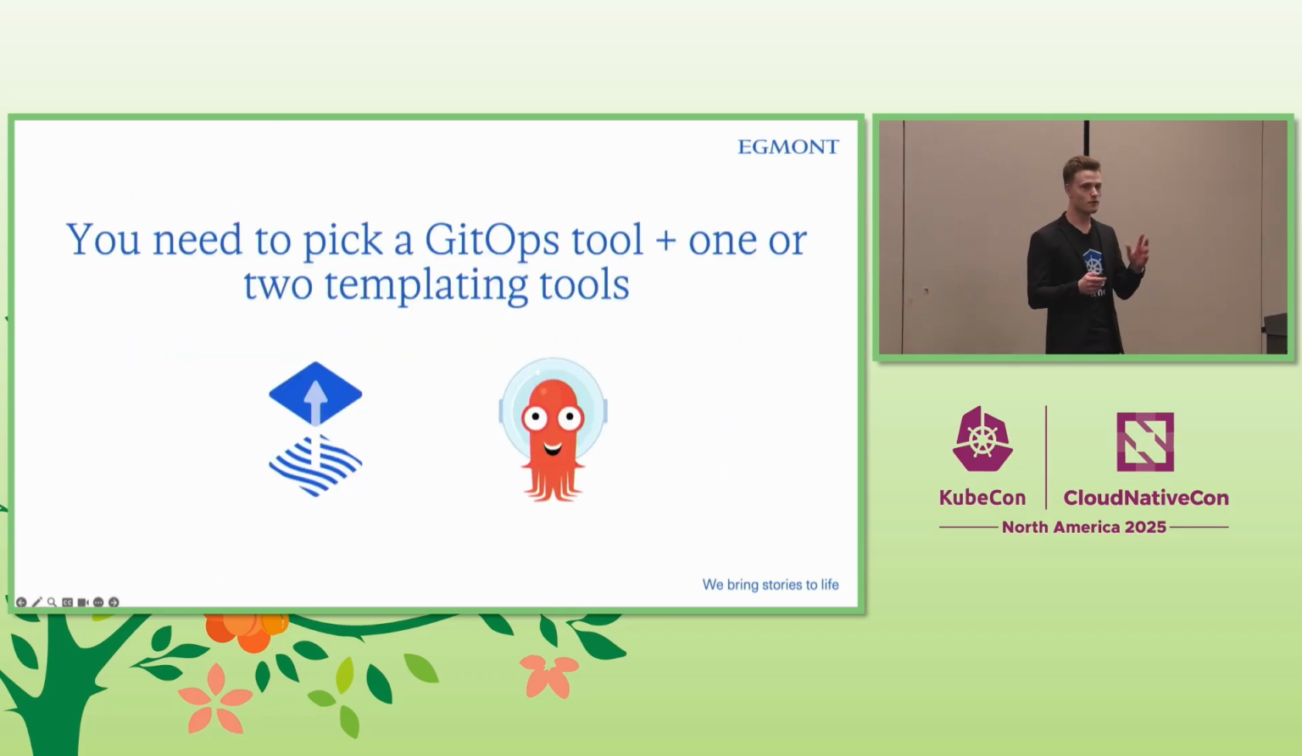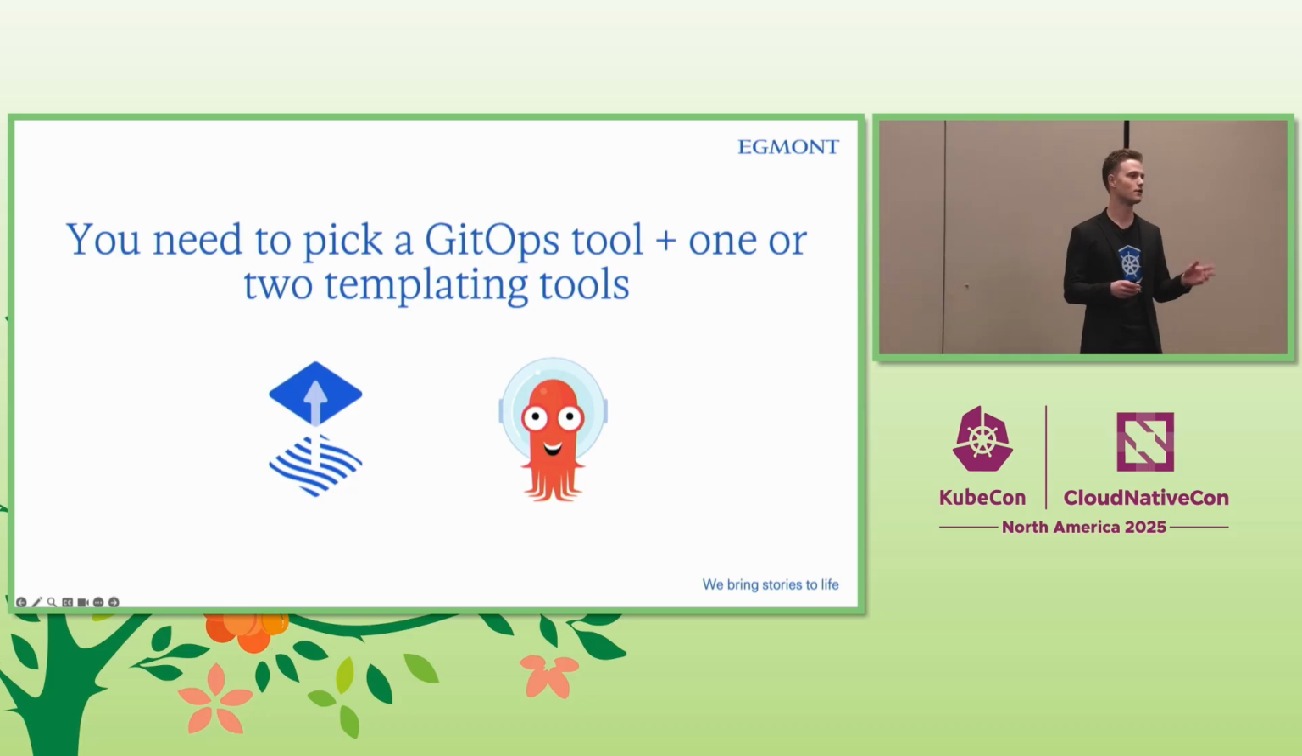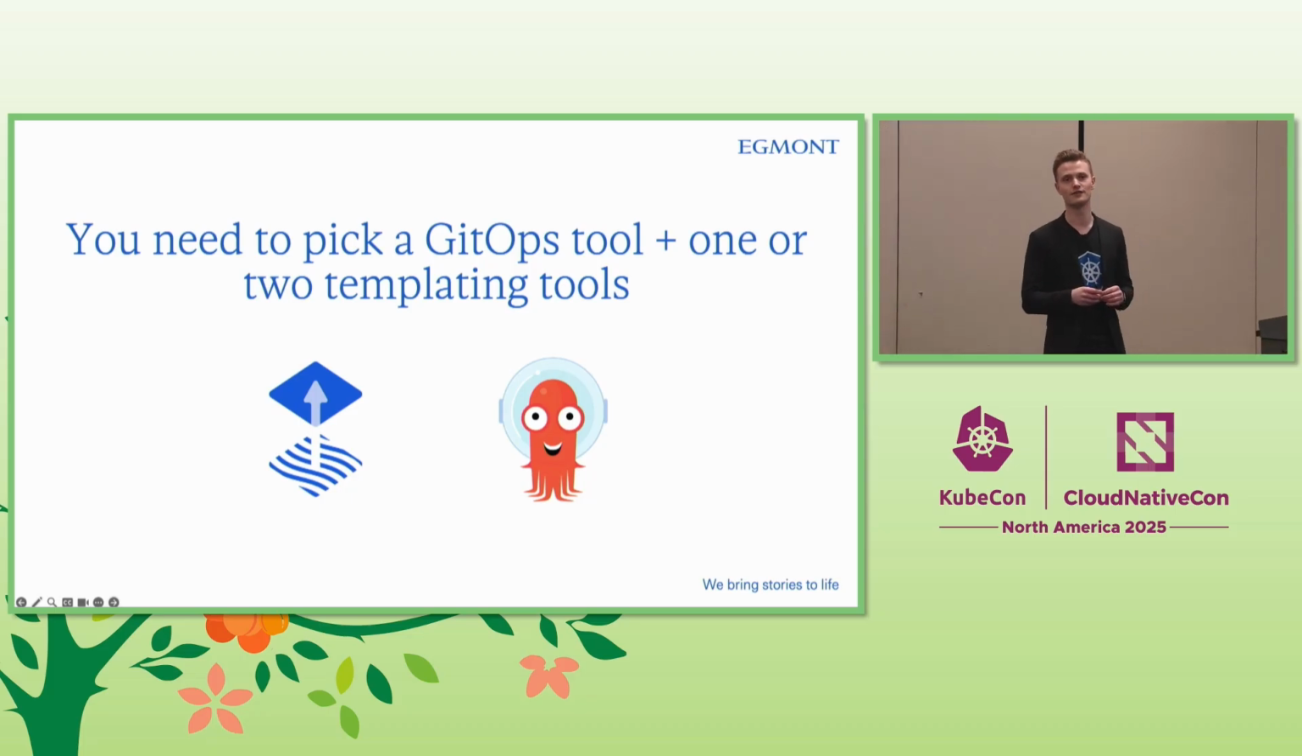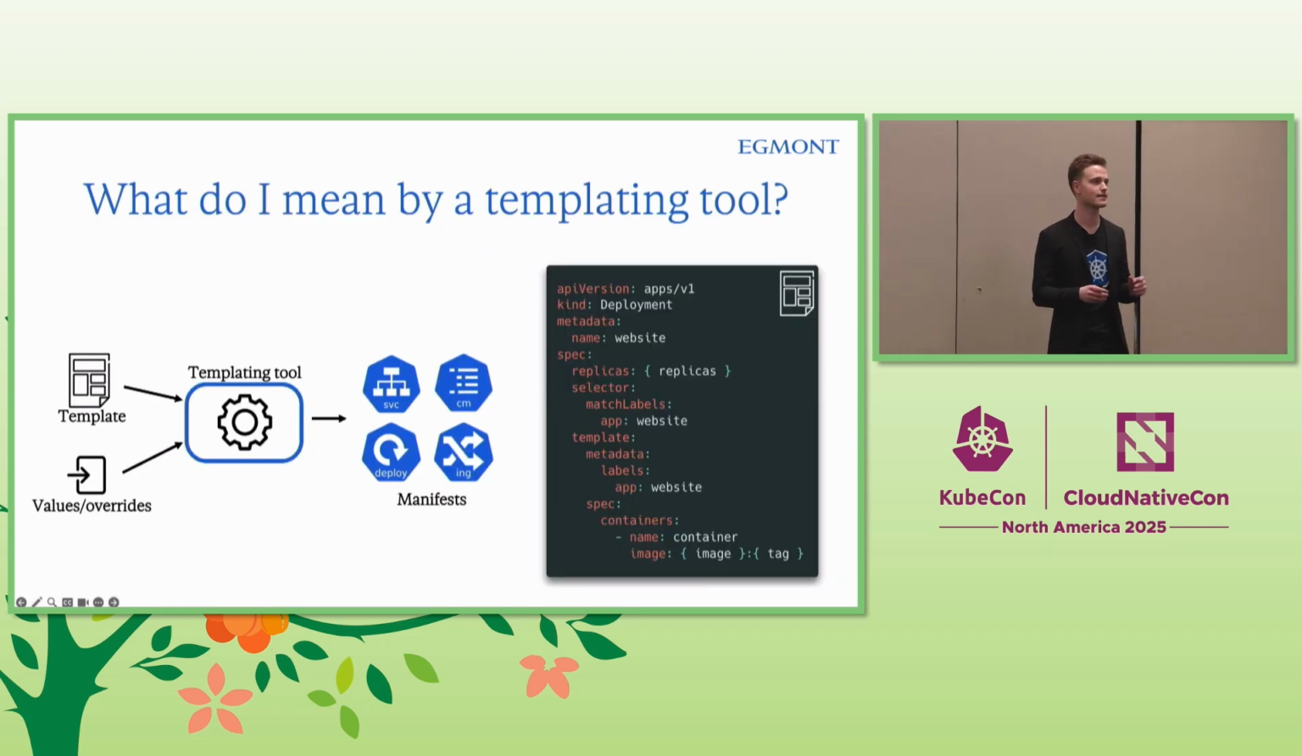When we build Kubernetes clusters, one of the first things we do is pick a GitOps tool, either Argo CD or Flux, and then we pick one or two different templating tools to use for our manifests. Whenever I say templating tool, I'm basically referring to any kind of tooling that takes some kind of template in, and then we have some values that we plug into this template in order to generate our manifest. That's the very basic model we're working with here today.